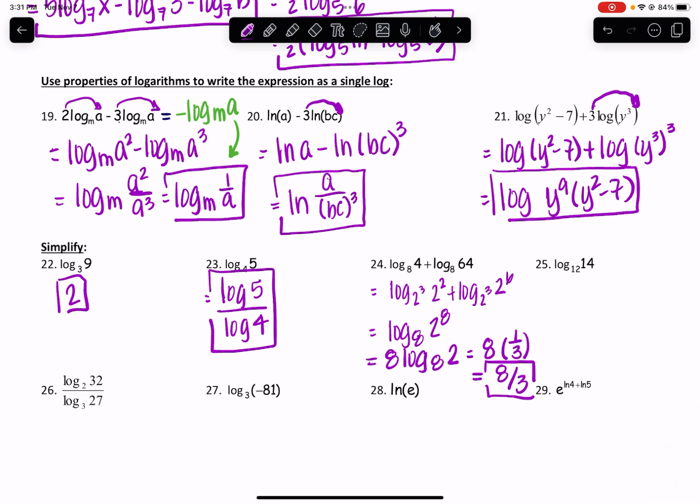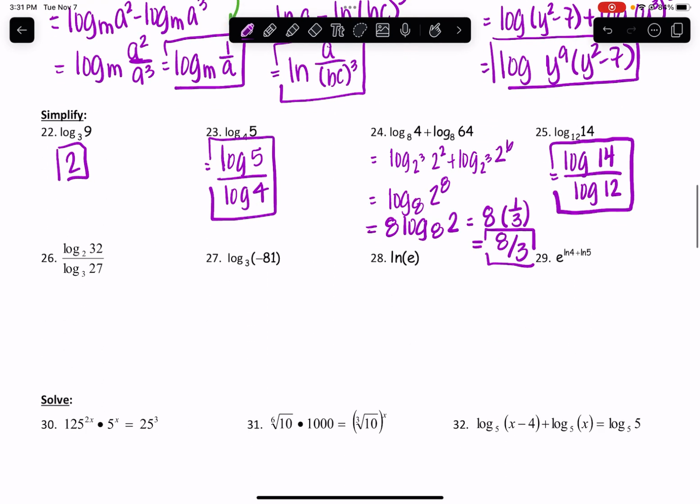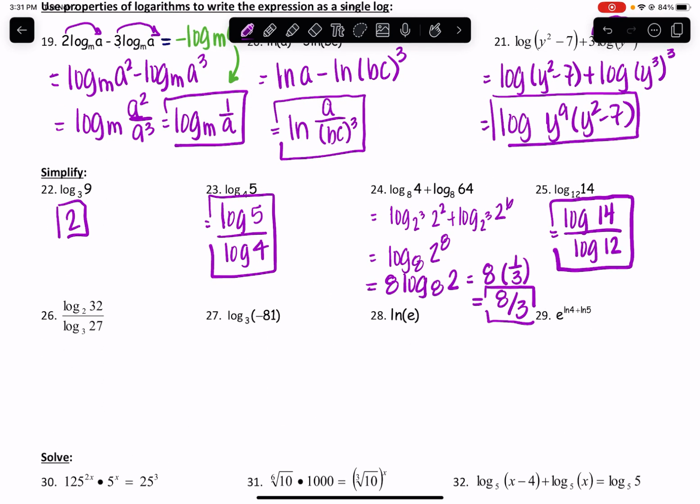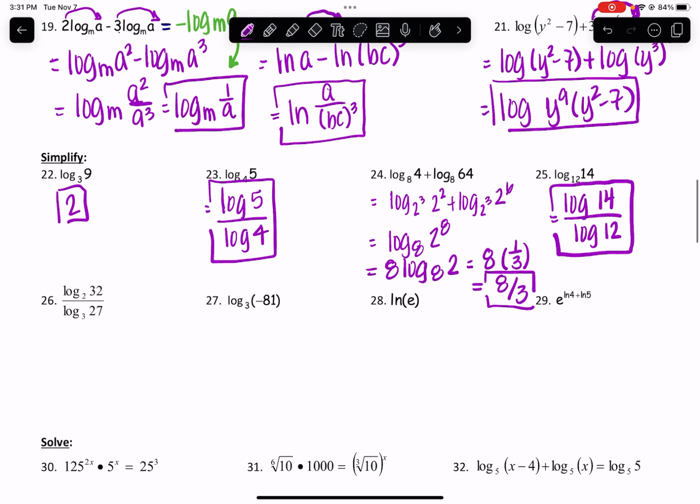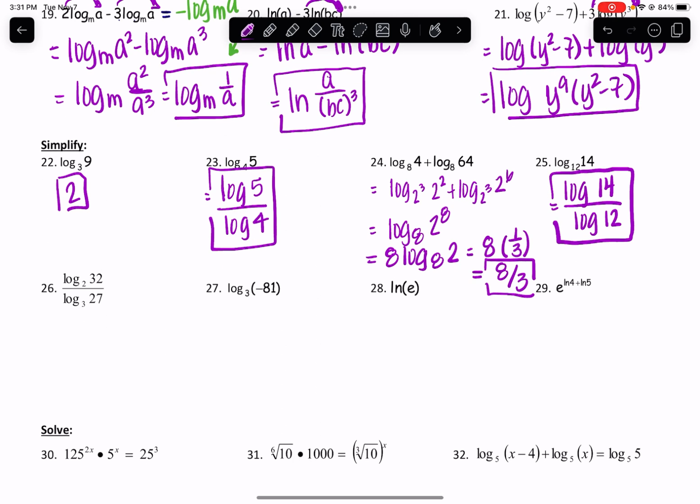There's no way 12 is going to get me 14. There's nothing even remotely in common. So log of 14 divided by log of 12. When you can't get anything common on these problems, do change of base formula. Oh, look, we have sort of change of base formula. Log base 2 of 32, so 2 to the 5th power is 32. And then log base 3 of 27, 3 to the 3rd power is 27. So this becomes 5 and 3.